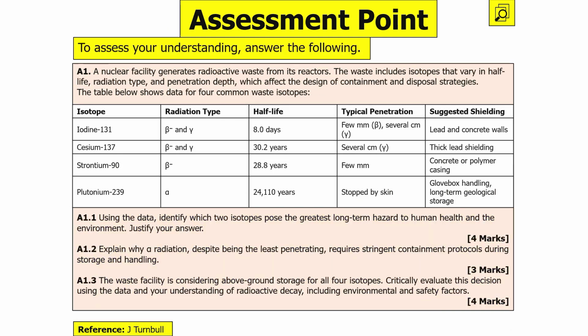A nuclear facility generates radioactive waste from its reactors. The waste includes isotopes that vary in half-life, radiation type, and penetration depth, which affects the design of containment and disposal strategies. The table below shows data for four common waste isotopes. Using the data, identify which two isotopes pose the greatest long-term hazard to human health and the environment. Justify your answer. Explain why alpha radiation, despite being the least penetrating, requires stringent containment protocols during storage and handling.